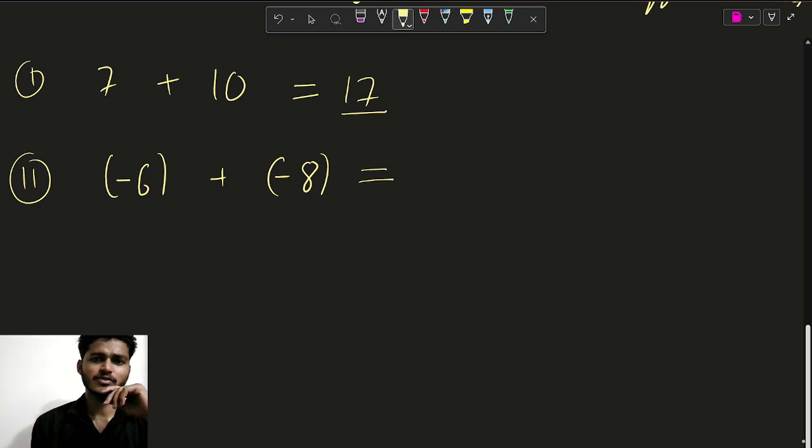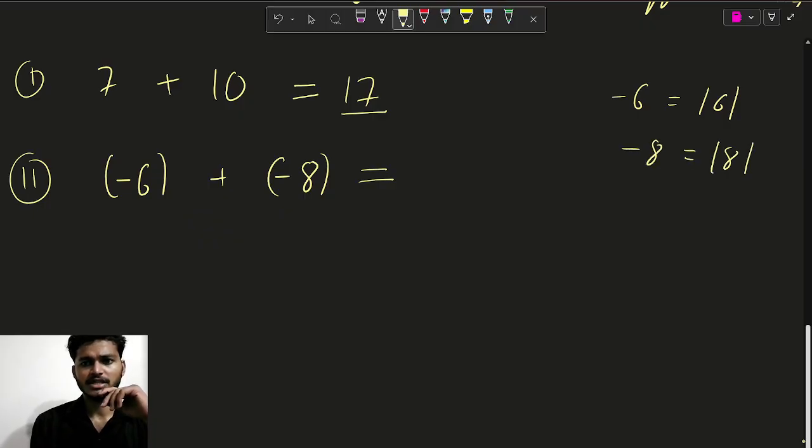Now what is the absolute value of minus 6? The absolute value of minus 6 is nothing but 6. What is the absolute value of minus 8? The absolute value of minus 8 is nothing but 8. So you have to just add 6 and 8, which is 14. Right or not? You have to just add 6 and 8, and you are getting 14.